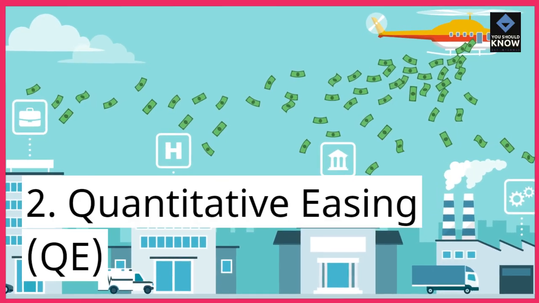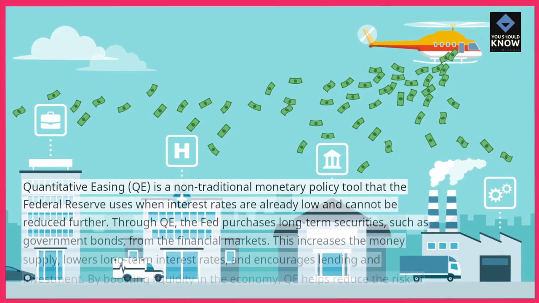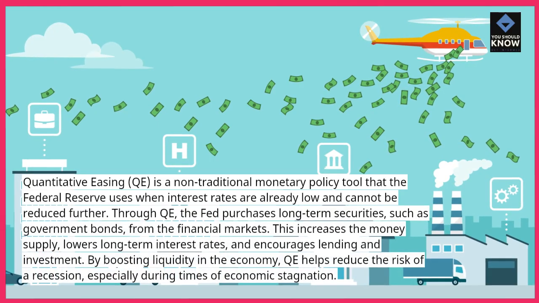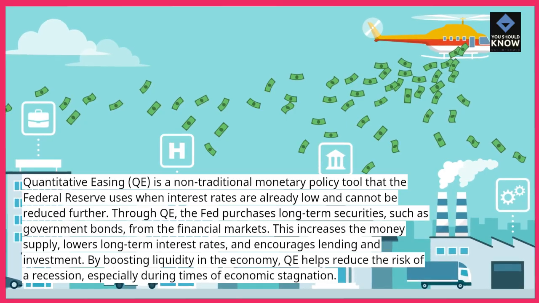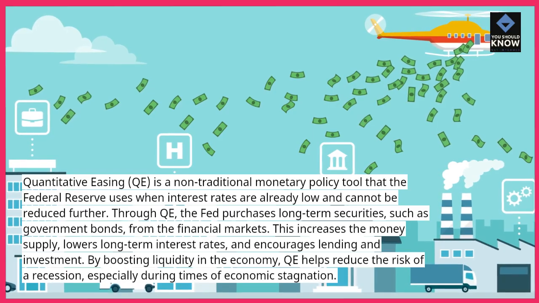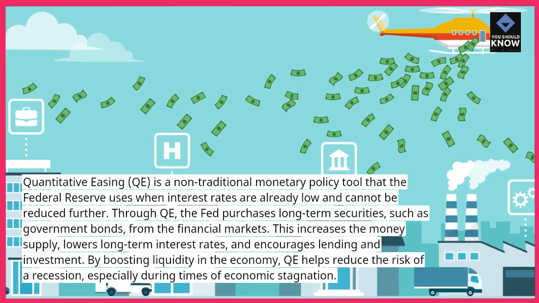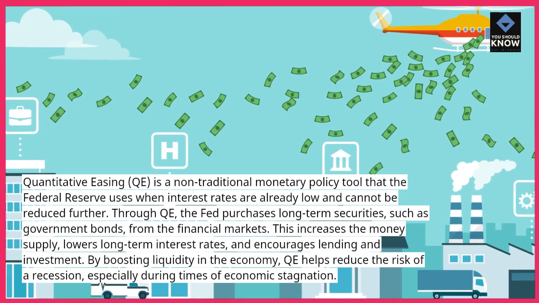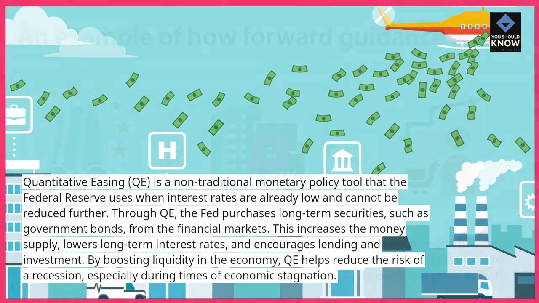2. Quantitative easing, QE. Quantitative easing, QE, is a non-traditional monetary policy tool that the Federal Reserve uses when interest rates are already low and cannot be reduced further. Through QE, the Fed purchases long-term securities, such as government bonds, from the financial markets. This increases the money supply, lowers long-term interest rates, and encourages lending and investment. By boosting liquidity in the economy, QE helps reduce the risk of a recession, especially during times of economic stagnation.